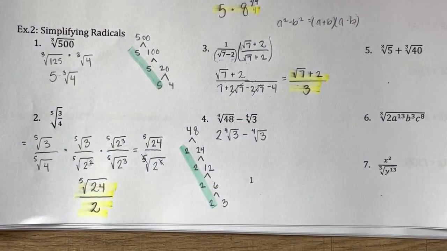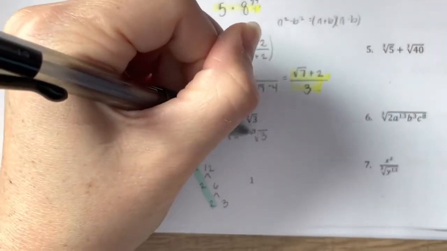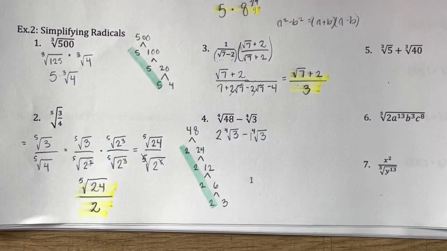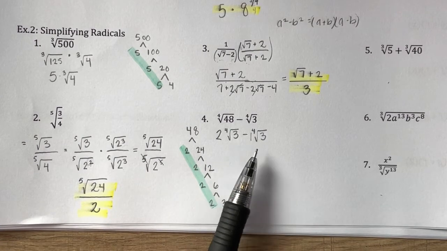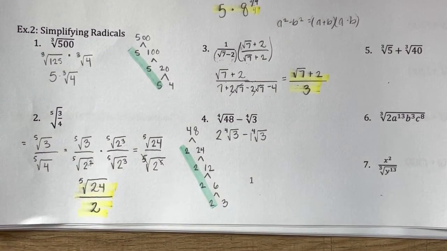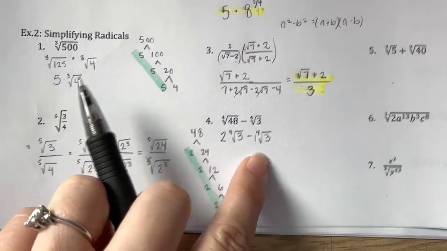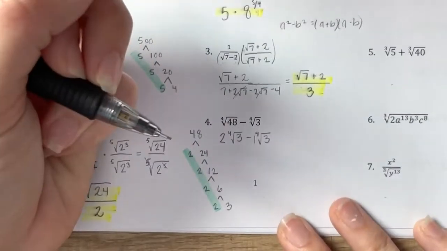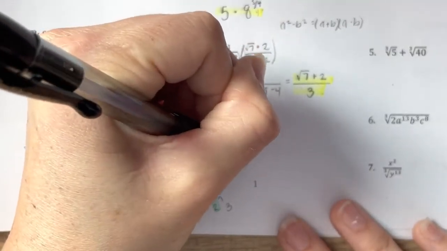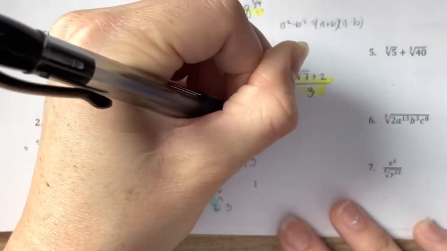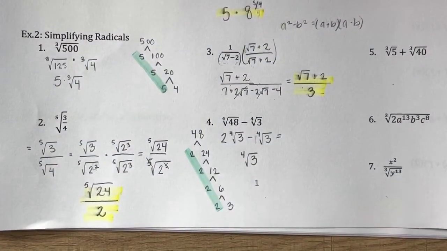And now this is basically like combining like terms. So this is like 1 times the 4th root of 3. So if I have 2 times the 4th root of 3 minus 1 times the 4th root of 3, it's almost like 2x minus x. So you just subtract the coefficients, the 2 and the 1. So 2 times the 4th root of 3 minus 1 times the 4th root of 3 is just the 4th root of 3. It's just 1 times the 4th root of 3.